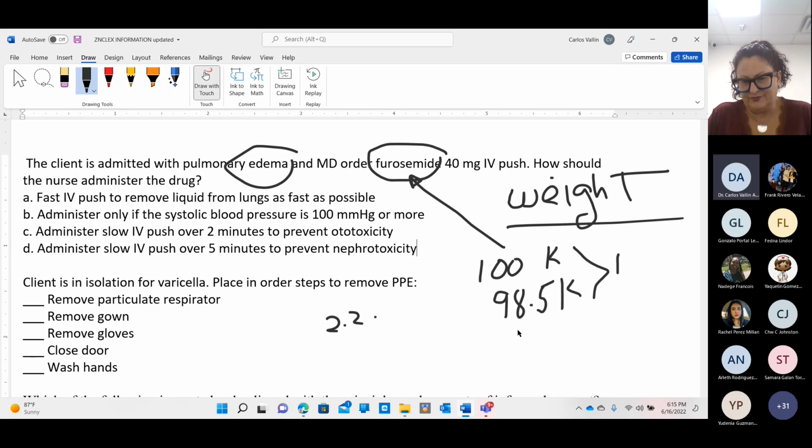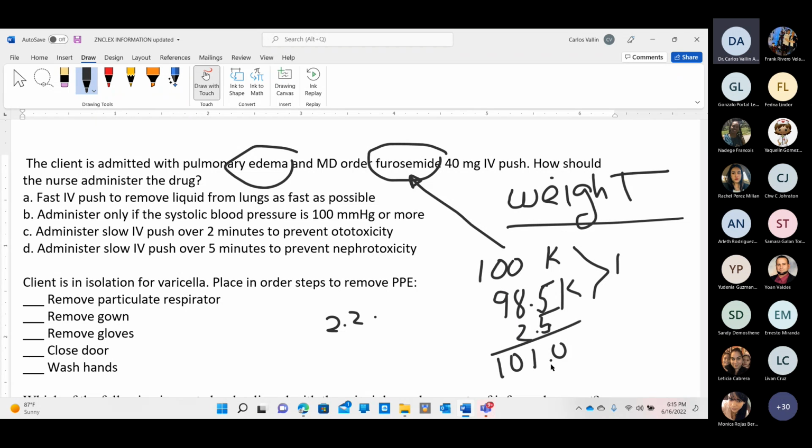Take care. Don't commit silly mistakes. It's 1.5 kilos, but if I ask you milliliters, you need to say 1500 milliliters. So don't commit silly mistakes on stuff that you know perfectly. Don't be overconfident. Always double check. Okay, perfect.